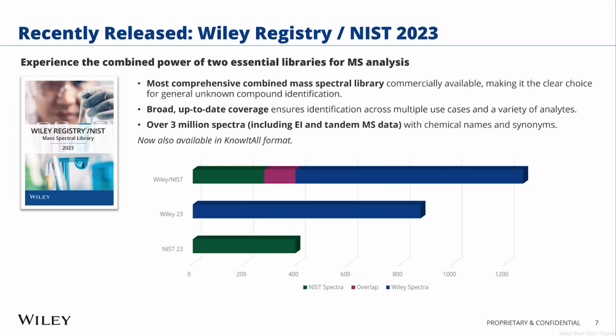So for example, the Wiley Registry and NIST databases can be bundled. This is the most comprehensive combined mass spectral library that's commercially available. It has broad, up-to-date coverage and includes over 3 million spectra. The image at the bottom is depicting how small of a region of overlap the two libraries have.